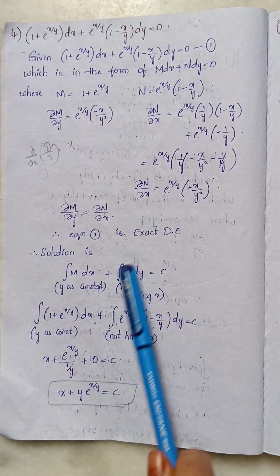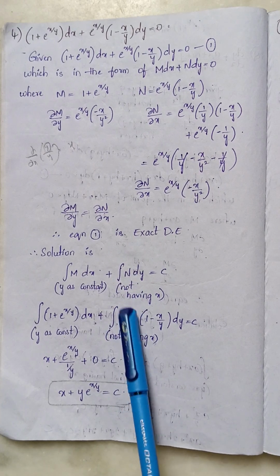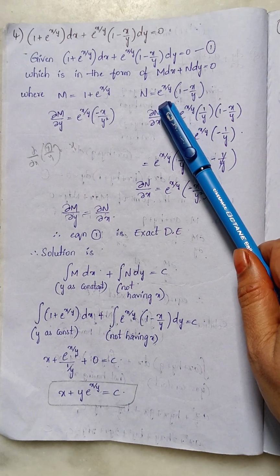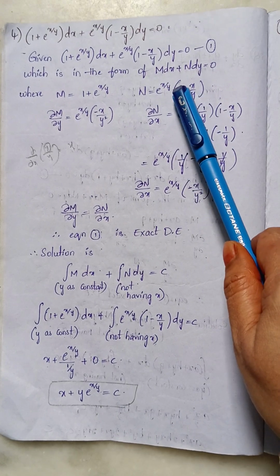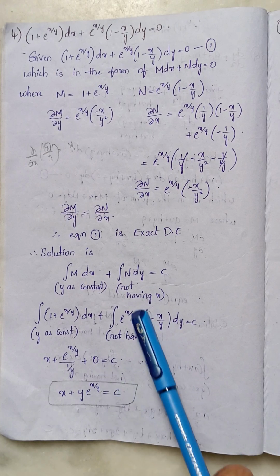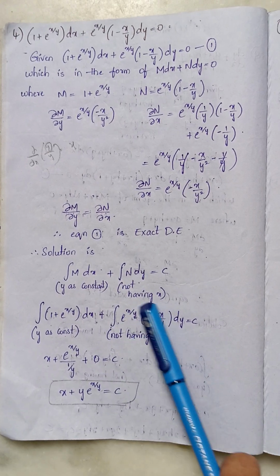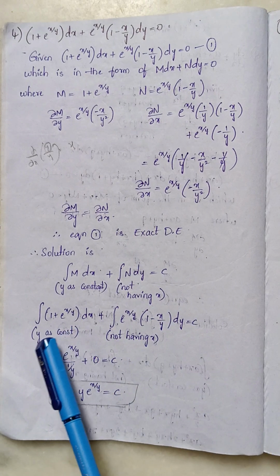So substitute m and n, where m taken as it is and n, in this n not having x terms. So here we have x term, I mean this is totally a term which contains x, that's why we should not take any term. So obviously it is 0. Not having x means there is no term which is not having x, that's why it is 0. And this is y as constant.